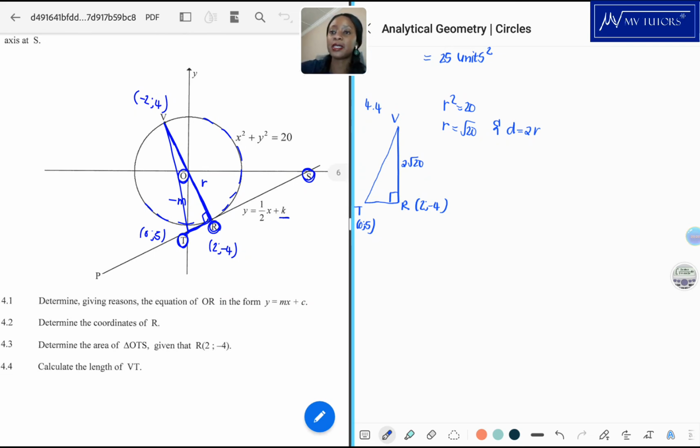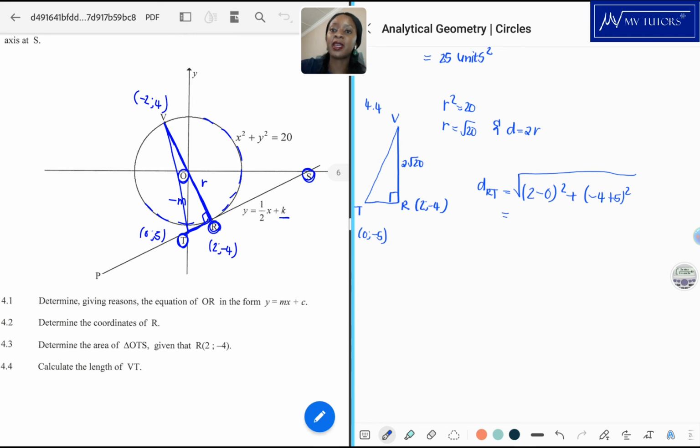Okay, so if we're going to get the distance RT or TR, doesn't matter. So we're going to get the x coordinate of R, which is 2, minus the x coordinate of T, which is 0. And then the y coordinate of R, which is -4, minus the y coordinate of T. Okay, that's actually negative. Let me just put that properly. Okay, 0, -5. So that's more clear. So minus 5 is going to be plus, and that's squared.